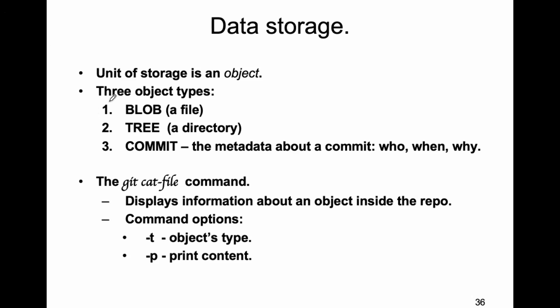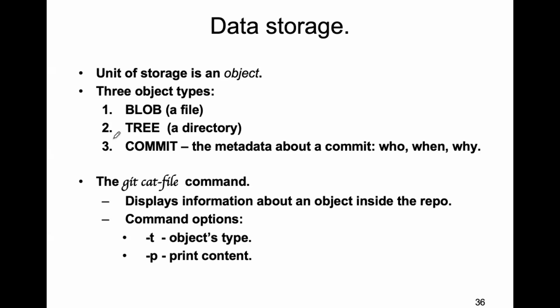A blob object corresponds to a physical file in your project. A tree object corresponds to a directory within your project. And a commit is slightly the odd one out. A commit corresponds to when you actually perform the git commit command. When you execute that command, Git will create a commit object.